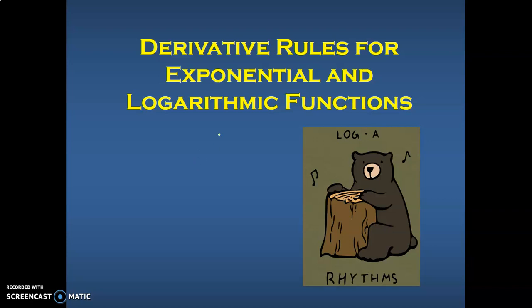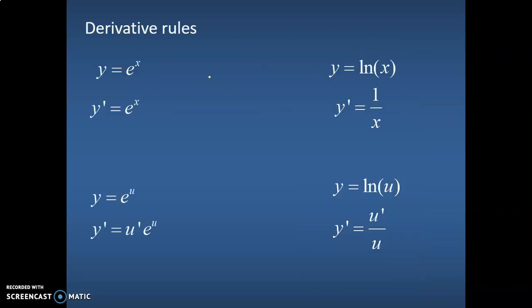So when we talk about exponential and log functions, the derivative of an exponential doesn't change unless you have the chain rule. So the derivative of e to the x is just e to the x. The derivative of e to the u is e to the u times the derivative of u, or u prime e to the u. This is just the chain rule. So you don't have to memorize this one if you understand the chain rule. You can just use this rule with the chain rule.